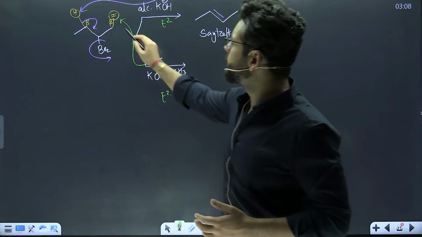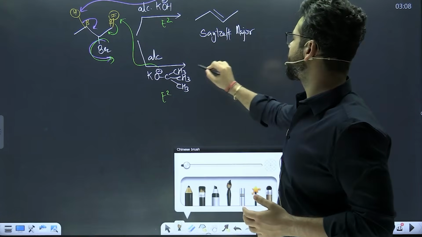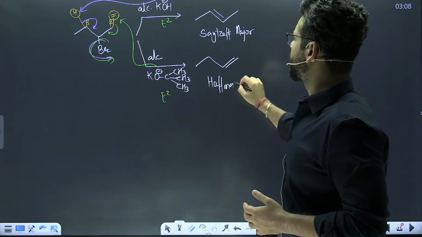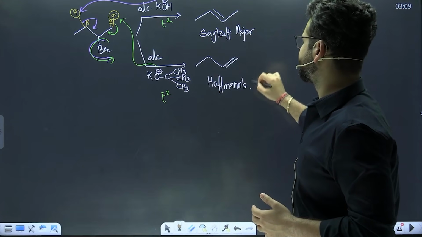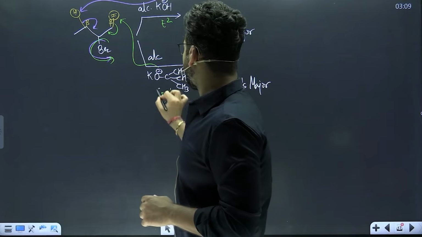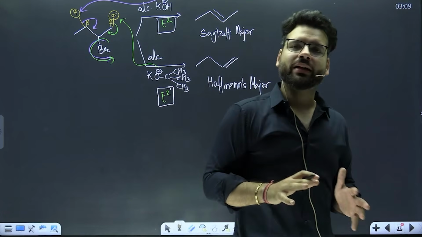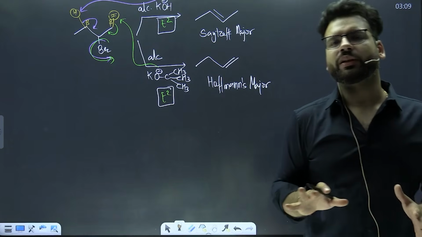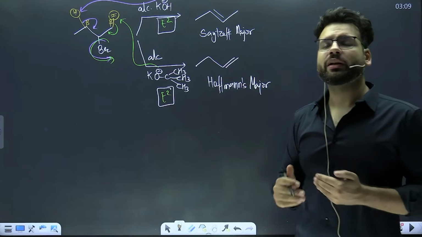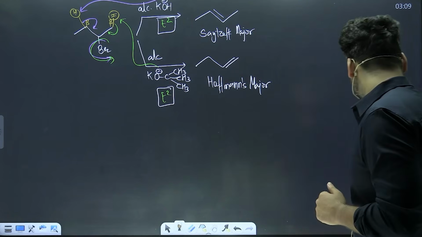So now the sigma becomes pi and Br minus goes out, giving you the Hofmann product as the major product. The alkene which looks less stable is formed as the major product. It's an E2 mechanism, which is bimolecular elimination. It doesn't have any kind of rearrangement. It's just an anti-periplanar mechanism where the hydrogen and bromine must be present on opposite sides in the same plane. This is something that we should know.